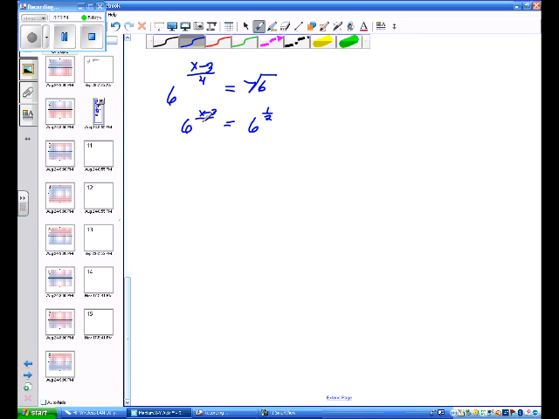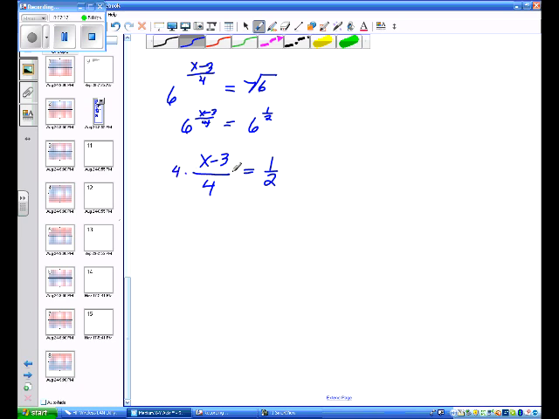Your negative exponents are what you use to get reciprocals. Now our bases are the same, so that means our exponents are equal. So (x minus 3) over 4 equals 1/2. Well, we can treat it as a proportion and do the cross product. We can get a common denominator and multiply both sides by that common denominator.